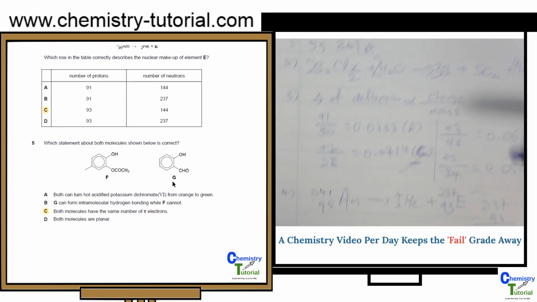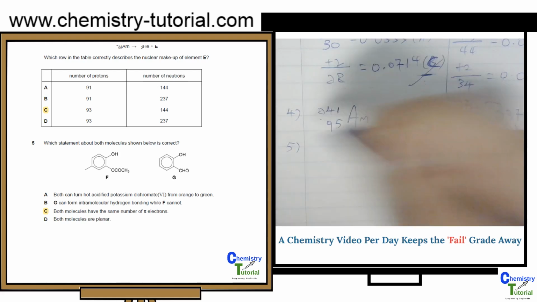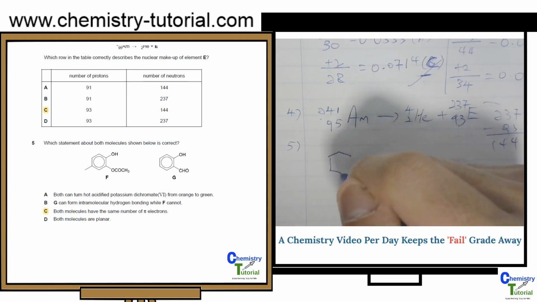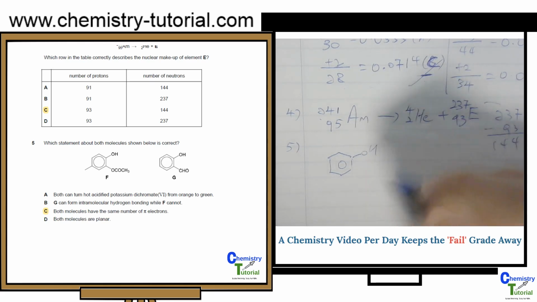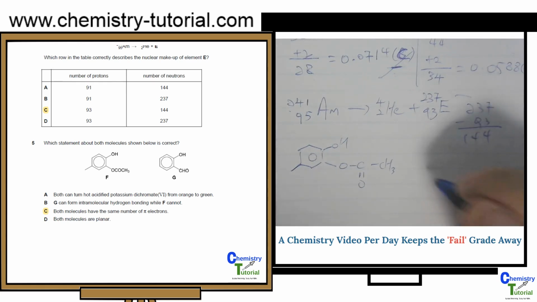For question 5, which statement about both molecules shown below is correct? So let's look at option A. Both can turn hot acidified potassium dichromate from orange to green. Now let me draw the structures of these two molecules first. So you have a phenol group and you have a phenolic ester. This is your methyl group. Versus the other one, we have a phenol. At the same time, we have our benzaldehyde and aldehyde group.